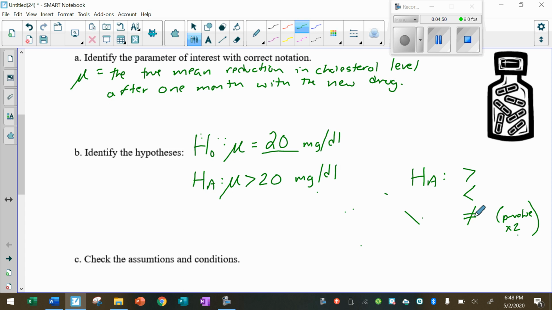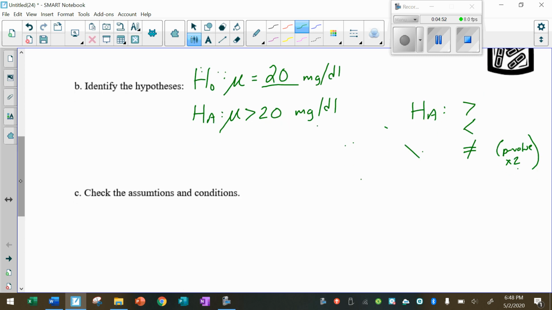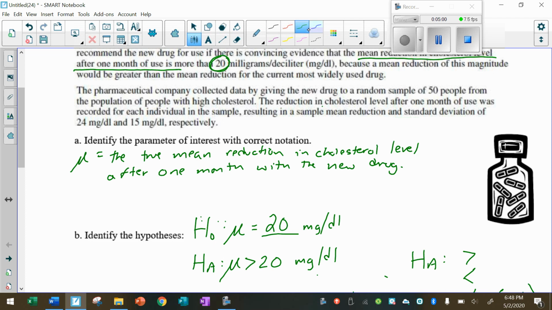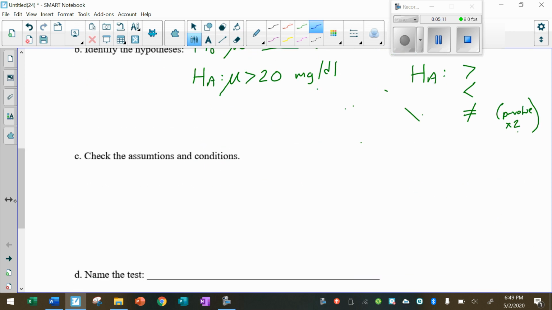Okay? Now, check the assumptions and conditions. This is going to be the exact same thing we saw yesterday. All we're really looking for is randomization and independence. So what do we have here? We have a random sample of 50 people from a population of people with high cholesterol. Okay, so we have a random sample of 50 people.